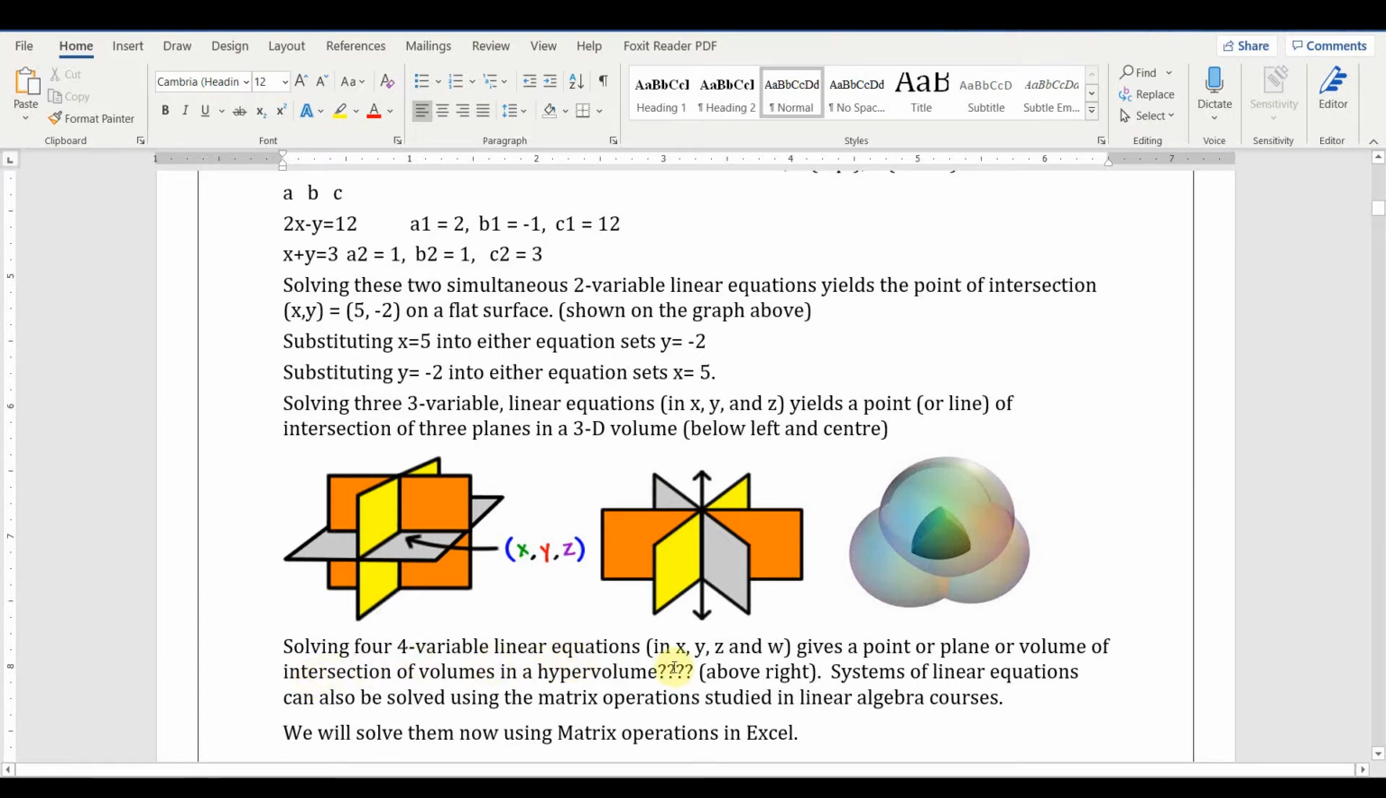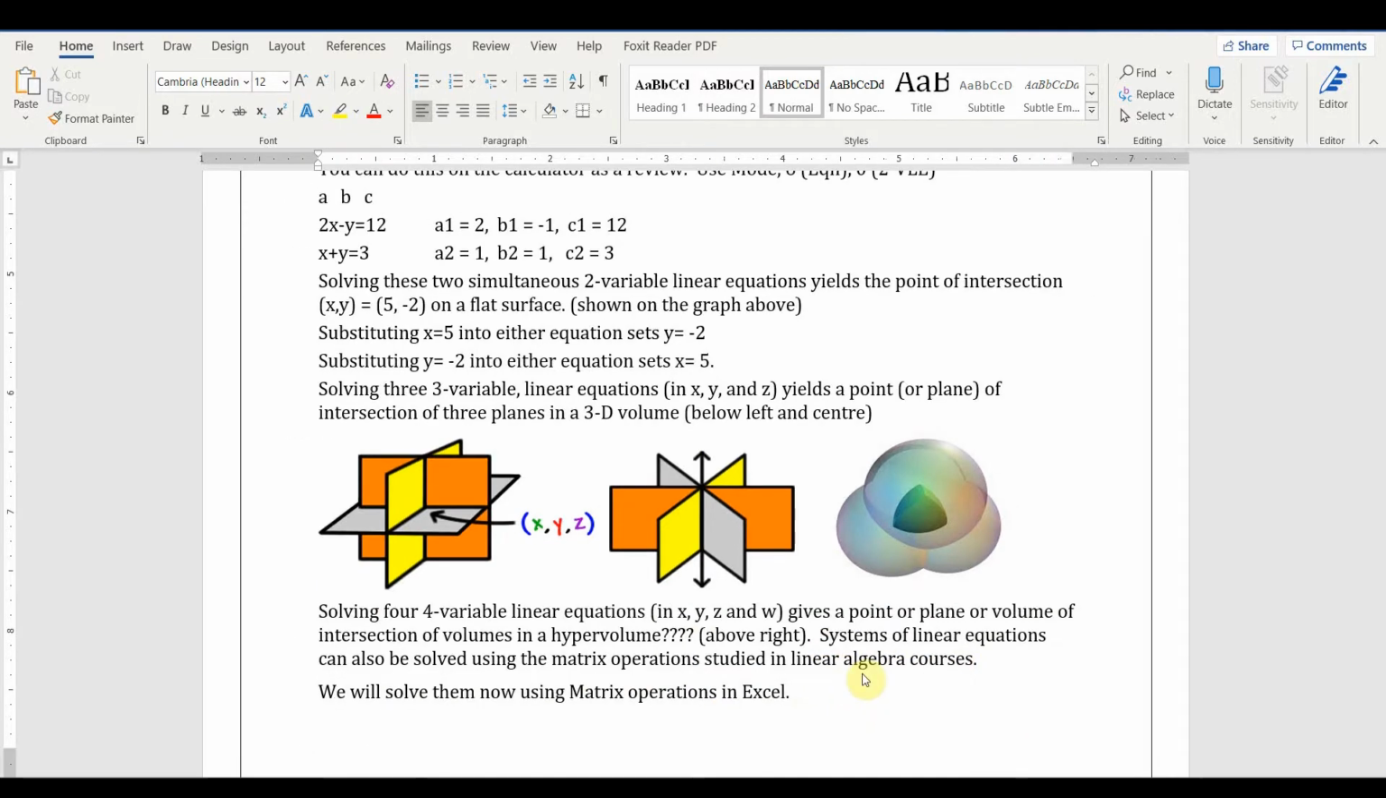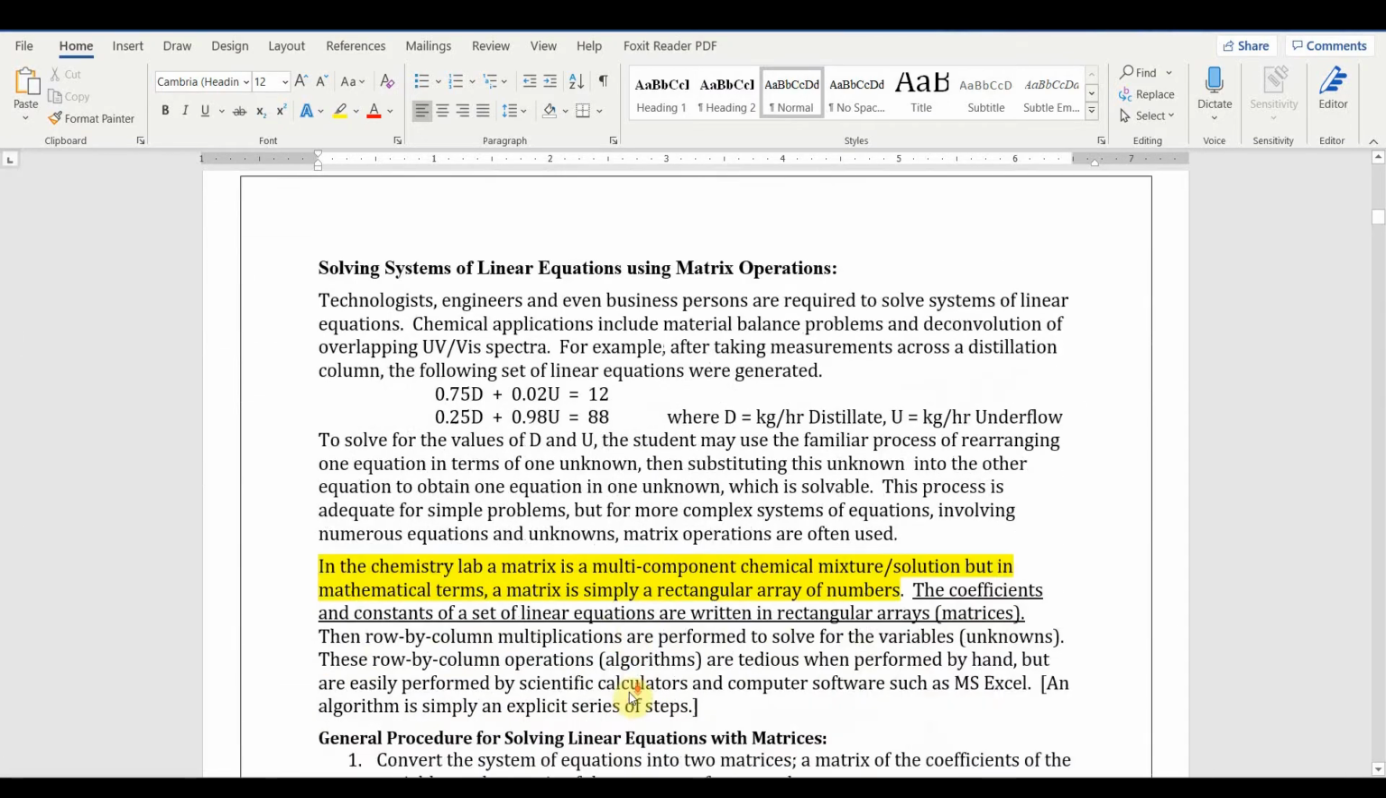Solving four-variable linear equations in x, y, z, and w gives a point or a plane or volume of intersection of volumes in a hypervolume, whatever that is, illustrated up here on the right. And systems of linear equations can also be solved using matrix operations, and these are studied in linear algebra courses. We'll solve these equations now using matrix operations in Excel. Page 373.